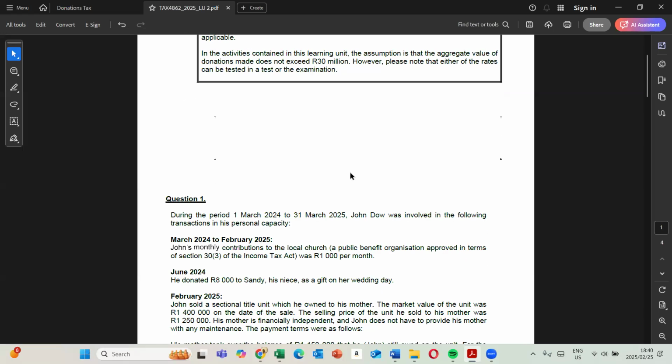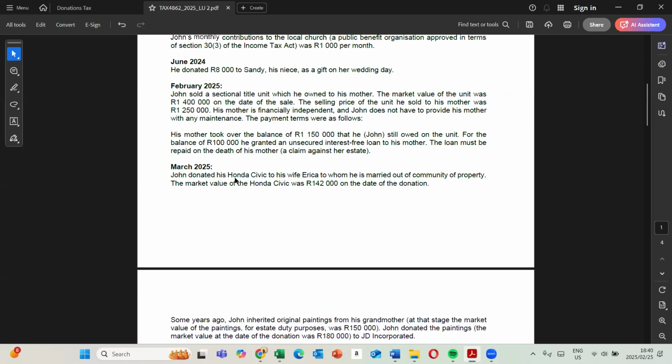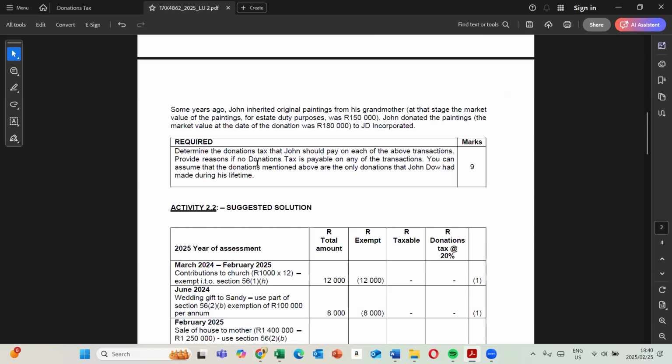Now let's look at question 1, to see what's happening. So there's a solution, of course. It says: determine the donation tax that John should pay on each of the above transactions. Provide reasons if no donation tax is payable on any of the transactions. You can assume that the donations mentioned above are the only donations that John Doe had made during his lifetime. Now, you're sitting with a question on donations tax. What is expected of you?